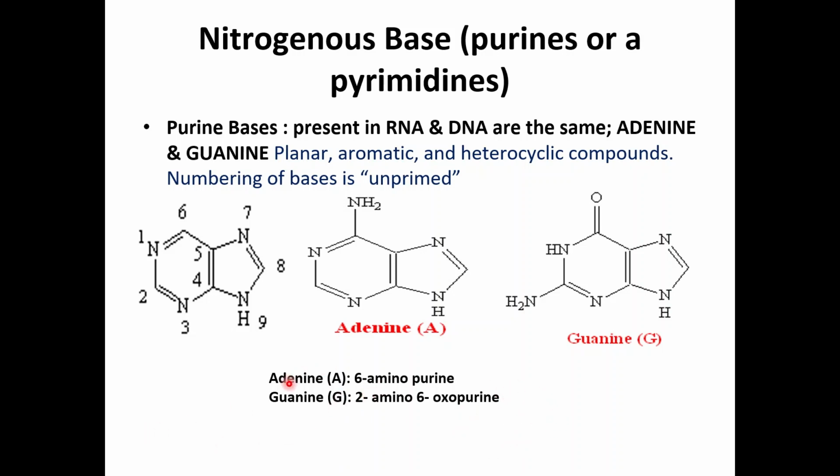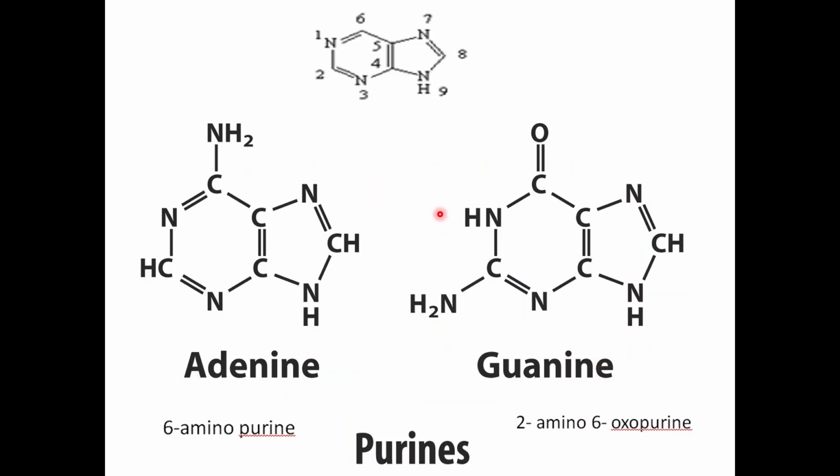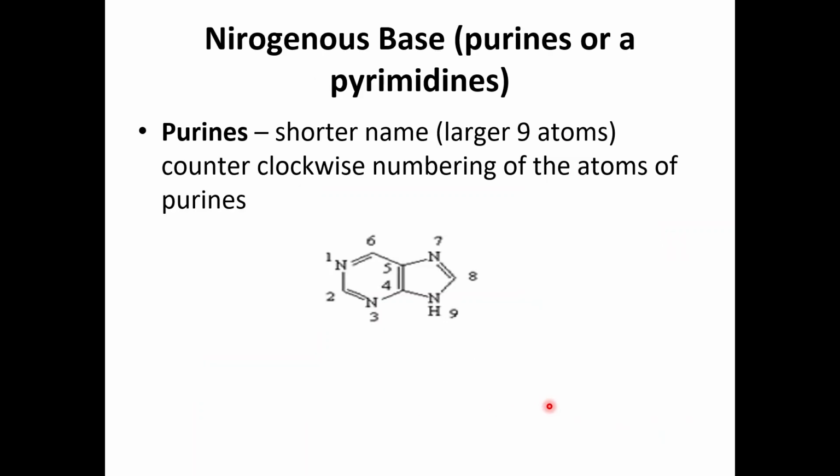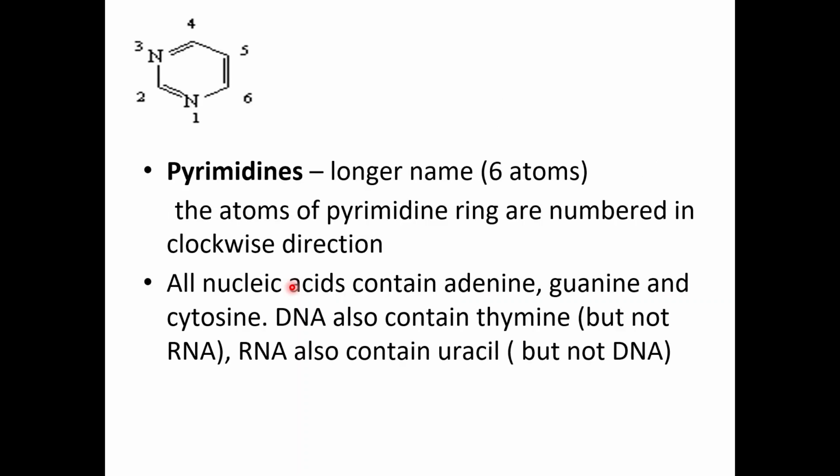sugars. And now, as I told you, how you will make the structure of adenine, it is 6-aminopurine. By substituting the amino group at the 6th position, you can form adenine. Guanine is 2-amino 6-oxo purine, so at the 2nd position an amino group is there, and at the 6th position an oxo group. This is the general structure. Counterclockwise numbering is there in case of purines. Adenine is 6-aminopurine, guanine is 2-amino 6-oxo purine. So in case of purines, the name is shorter but there are larger 9 atoms. Counterclockwise numbering of atoms of the purines.